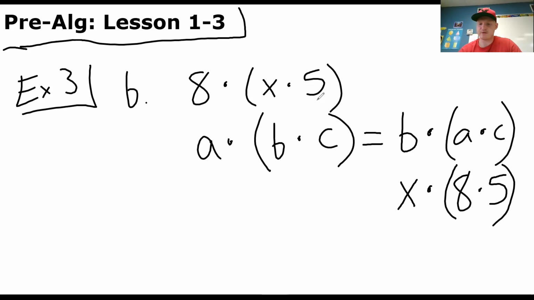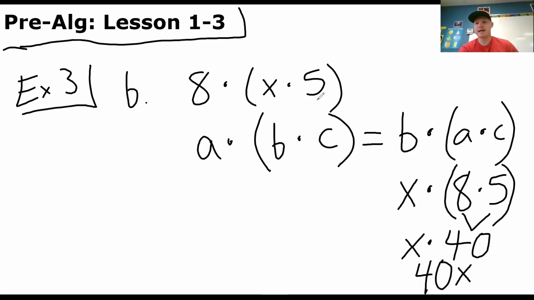So when we simplify that out, we are going to get X times, what's 8 times 5? 40. So another way of writing X times 40 is you can also write 40X. And that is our simplified version for letter B, okay? We're not going to do the standardized test example, number 4, so that is going to be all that we're going to do for notes for today.